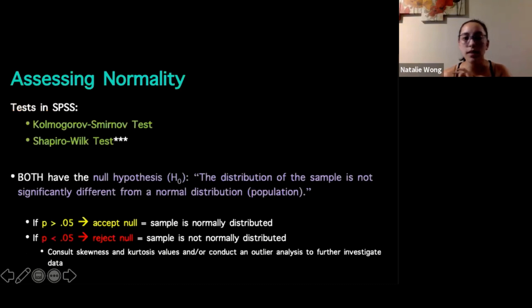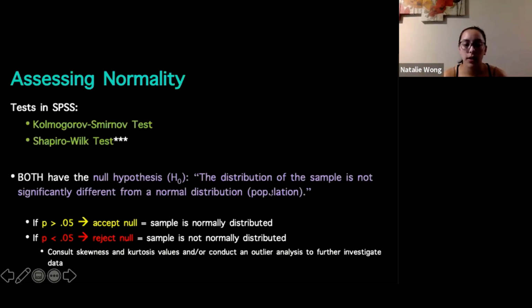We can also assess normality or distribution shape by using two tests in SPSS. The Shapiro-Wilk test is the one that we're going to use, but there's also the Kolmogorov-Smirnov test. It just makes me think of vodka for some reason. I don't know why that's significant, but both of them have a null hypothesis that the distribution of the sample is not significantly different from a normal distribution of the population, assuming the sampling distribution of the population is normal.